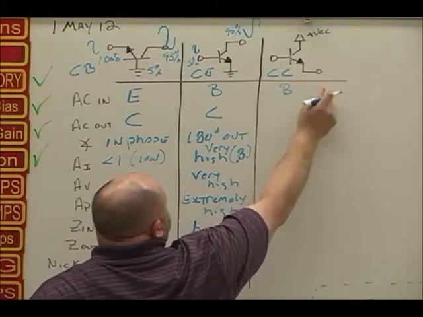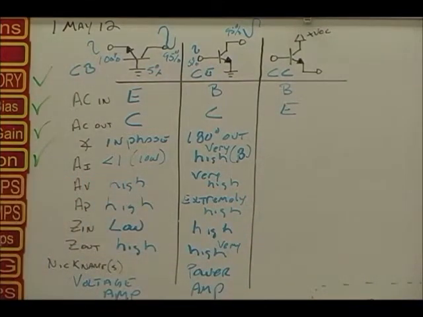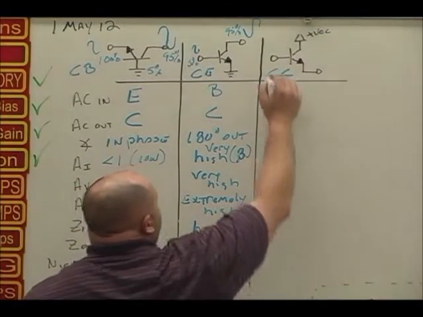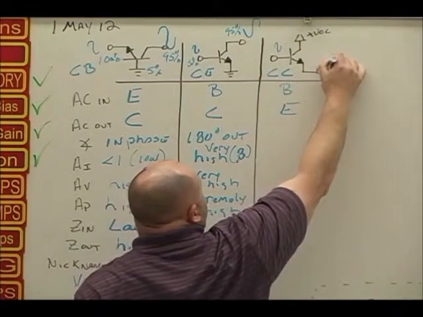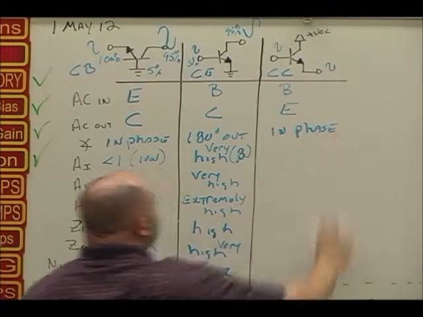Still on the base. Where's the output now? Must be the emitter. All you got to do as far as the inputs and outputs, look at the little circles there. Those are inputs and outputs. And the input's always going to be from the left, isn't it? Output's always going to be from the right. What's the phase relationship from the input to the output? In phase. No shift this time.